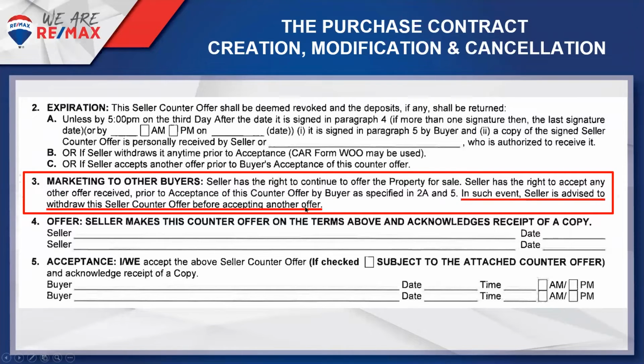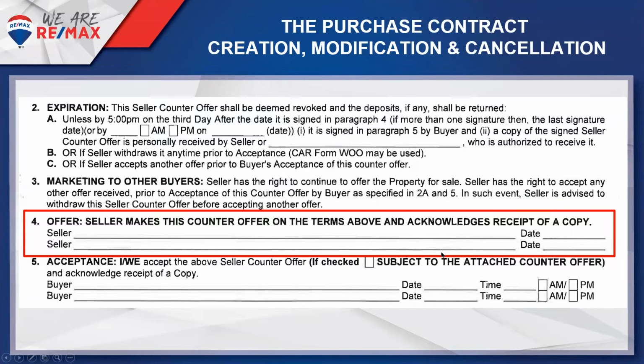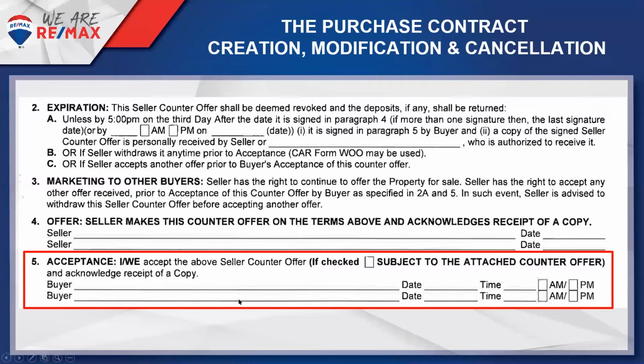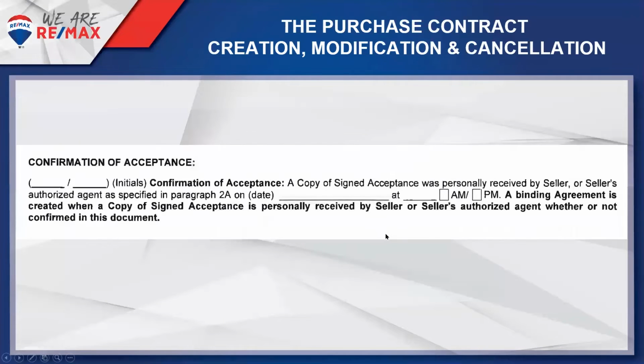Okay, in such an event, the seller is advised to withdraw this counteroffer. It's just what I referenced earlier. So if you're going to, prior to accepting another offer, withdraw this one and then accept the second offer or counter both of them. Okay. The seller makes the counteroffer on the terms and acknowledges receipt of the copy, and the buyer accepts it, possibly subject to an attached counteroffer from the buyer, and then a confirmation of acceptance. Again, not required, but it makes it a little bit easier to document that it has happened.